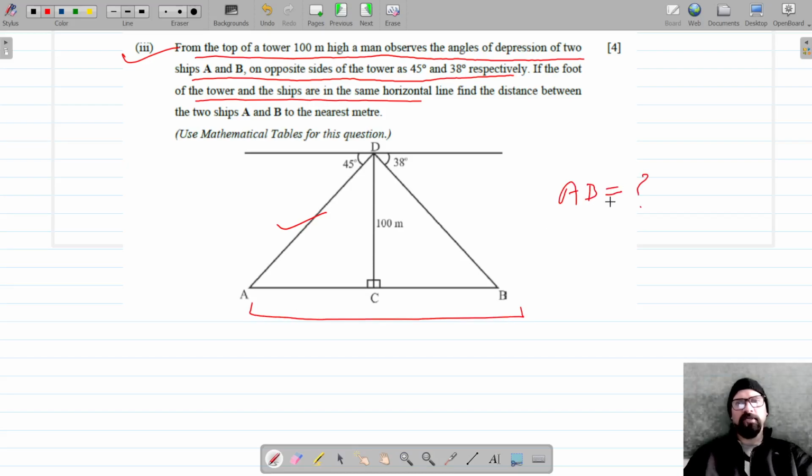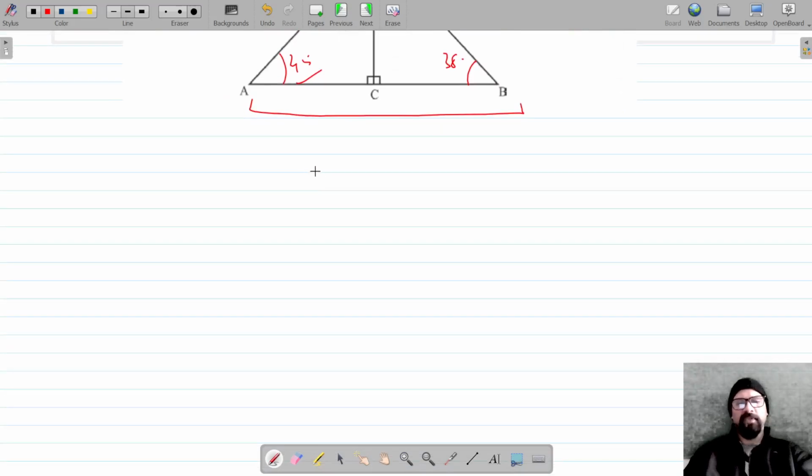So this is 38 degrees, so this also will be 38 degrees. This is 45, so this is also 45 because these are parallel. These are the alternate angles. Now let's use the tan ratio in both these triangles.